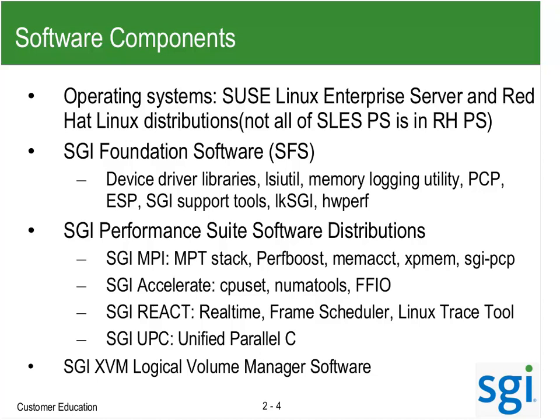Then we've got the Performance Suite. Again, ProPack has been broken up into pieces to be able to price them separately. And those that are only a runtime environment don't need debugging tools or things like that. But basically, most sites are still going to need the SGI MPI and SGI Accelerate distributions. And then we also have React, which is the real-time, and then UPC, the Unified Parallel C.